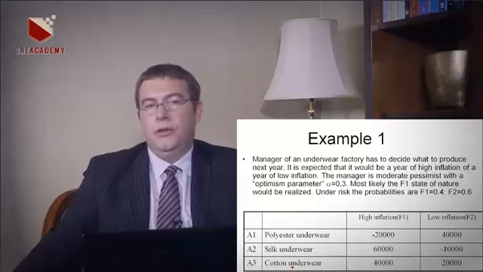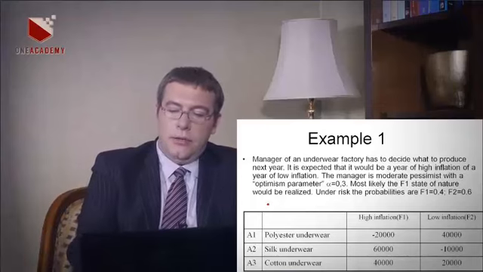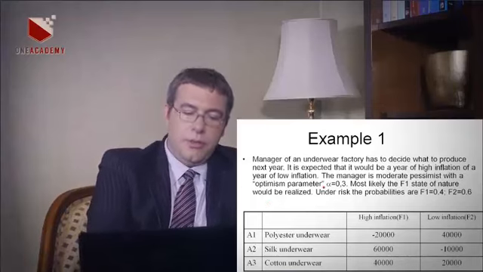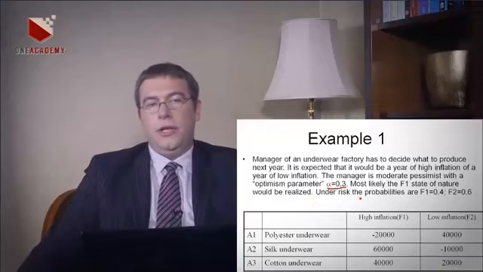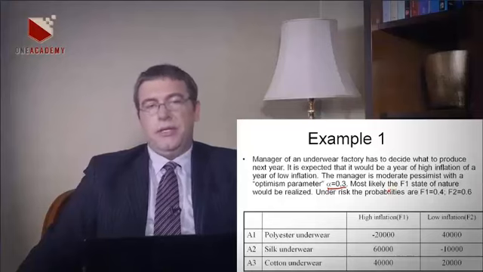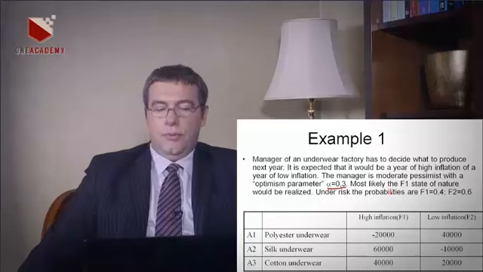We presume that we cannot control the inflation. The manager is a moderate pessimist with an optimism parameter of alpha equal to 0.3, so basically a moderate pessimist. We will need this number for the Hurwicz decision rule.